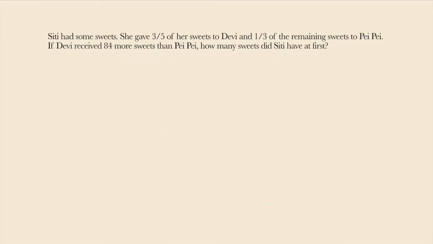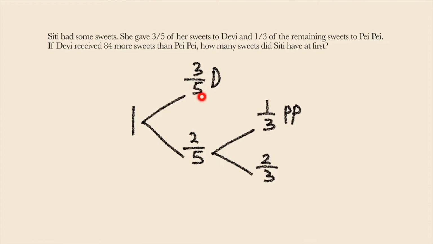Siti had some sweets. She gave 3/5 to Devi and 1/3 of the remainder to Pepe. So the diagram looks like this. 3/5 to Devi, the remainder is 2/5. Of the remaining, 1/3 went to Pepe, and 2/3 was left behind.